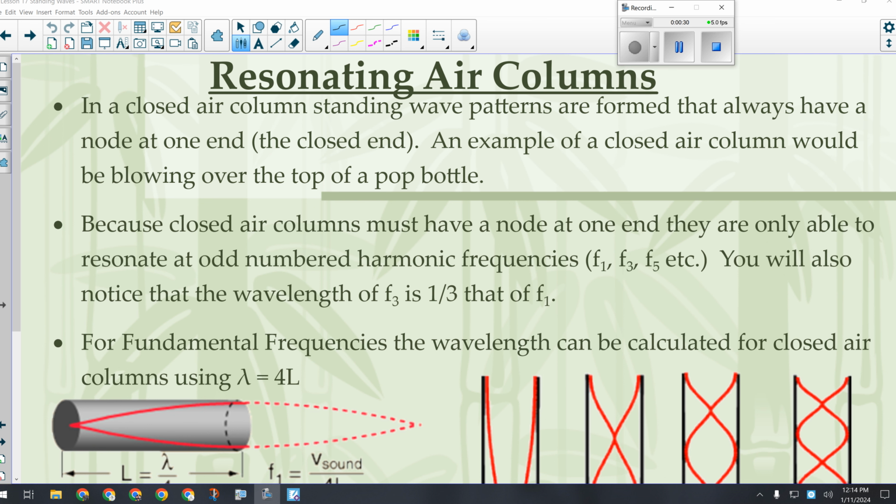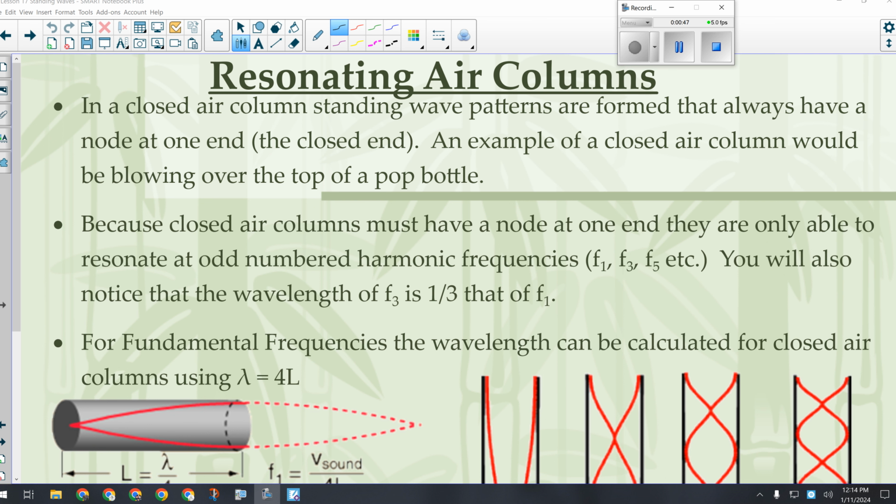The standing waves are the result of reflections and constant production of waves, and they produce these patterns of constructive interference and destructive interference that we call antinodes, the areas of constructive interference, and nodes, the areas of destructive interference.